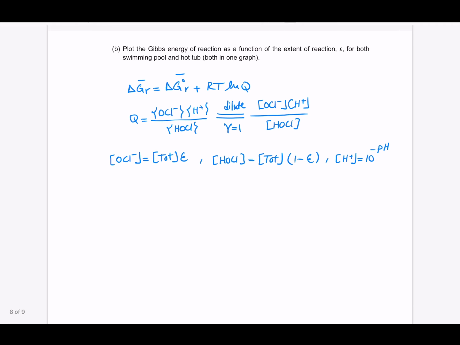So now we can add this information to delta GR. It would be delta GR plus 8.314. Now I'm converting everything to kilojoule per mole. Delta G0 is in kilojoules, so R I'm converting to the kilojoule term. That's why you have this 10 to the minus 3. Then T, ln 10 to the minus 7.2, epsilon over 1 minus epsilon.